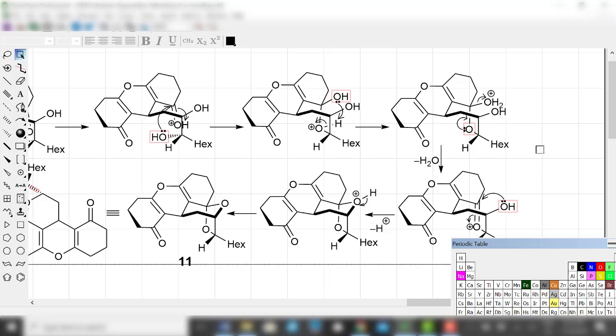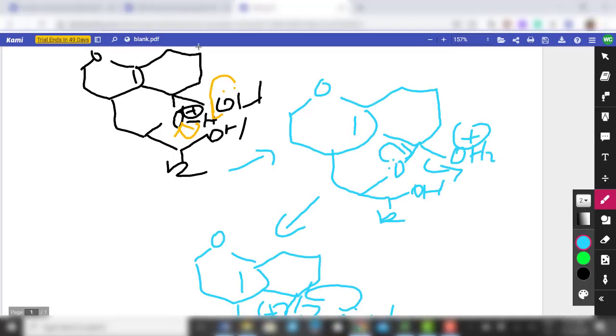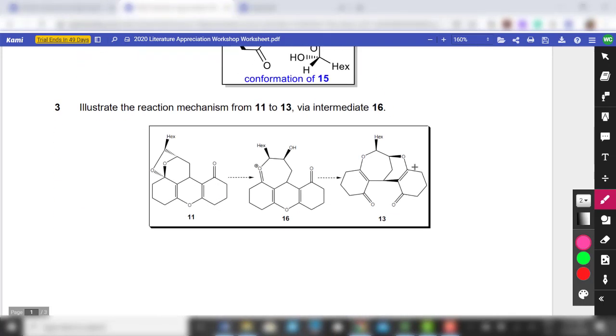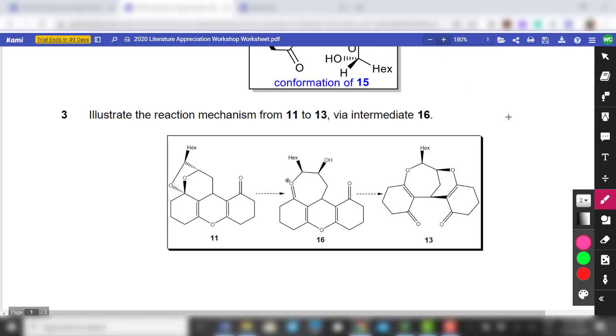So I hope you take this lesson in mind, and in all the future mechanisms you draw involving such systems, you do not use the nucleophile to directly kick out the leaving group. Okay, now let us take a look at the last part. For question 3, I don't need to explain too much to you, because you are given the intermediate 16. So let me just zoom in a little bit.